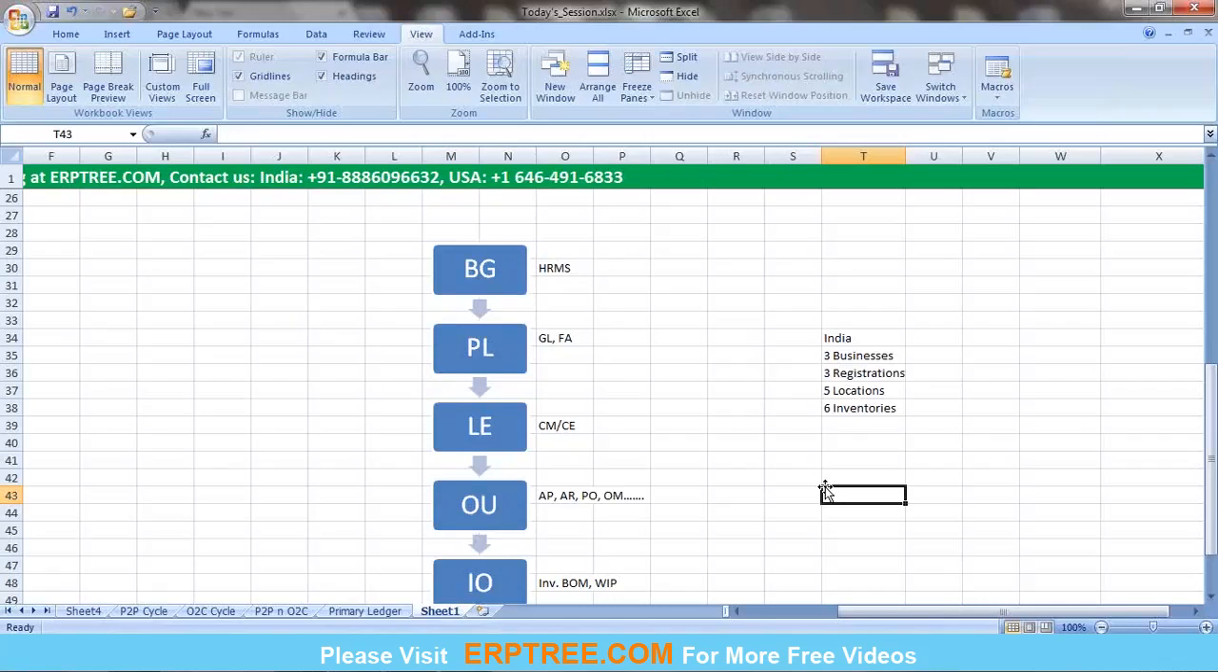The third point, 3 registrations, 3 legal entities. That's it. There is no other point to discuss and understand. Just a simple point: 3 registrations, 3 legal entities. Each registration will be maintained as a separate legal entity. The 5 locations? Yes, 5 operating units.